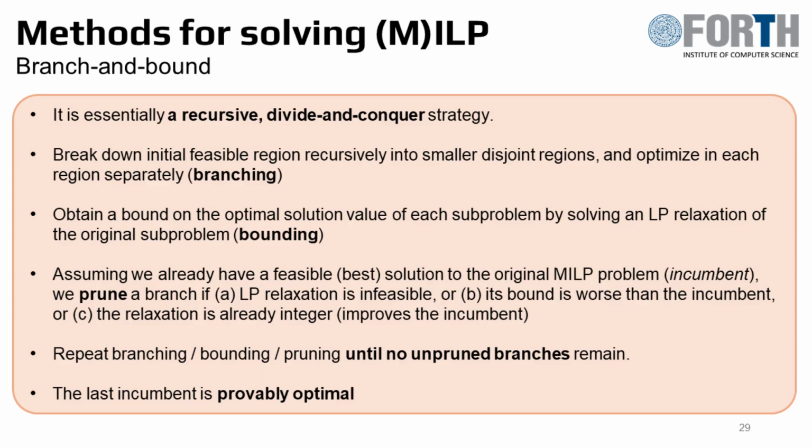This is branching. Each branch defines a restricted feasible region. For every such subproblem, we again solve its LP relaxation. This provides a bound on the best integer solution that could possibly exist within that region. If we already have a feasible integer solution, called the incumbent, we compare the bound of each branch to the incumbent value. A branch can be safely discarded, or pruned, if A, the LP relaxation is infeasible, B, its bound is worse than the incumbent, or C, the LP solution is already integer.